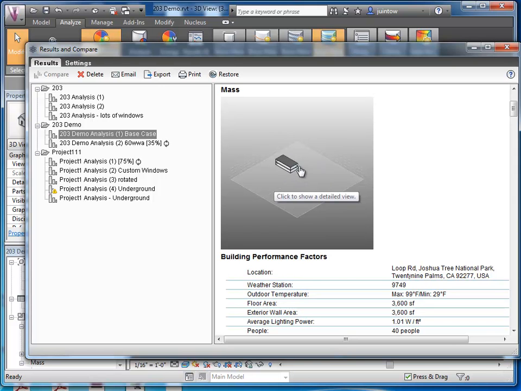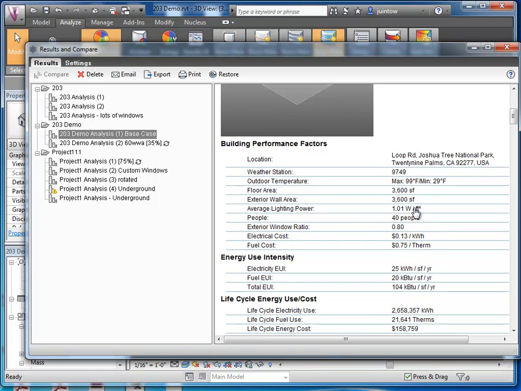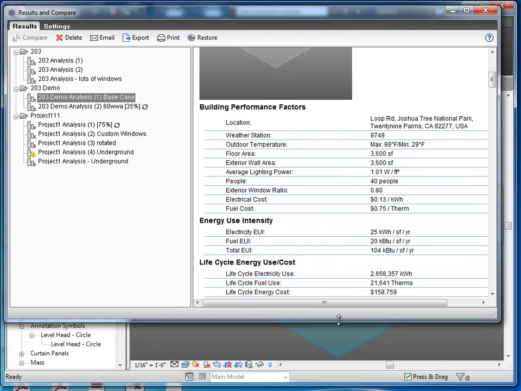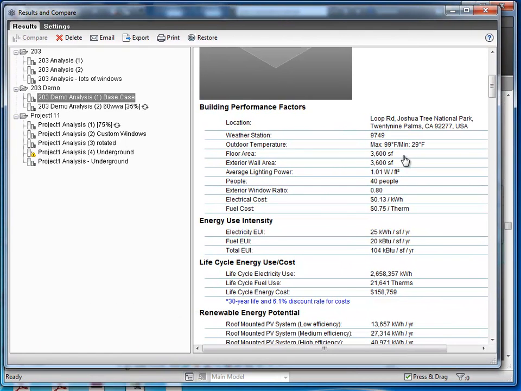So try to make it like an axon view, because this is actually quite useful, especially if you're making major geometry changes. I like to see these thumbnails updated. The next thing is that this gives you a bunch of information about the results. So it tells you the weather station, it gives you your floor area, your exterior wall area, your lighting, power, and people. Again, this is part of those settings.